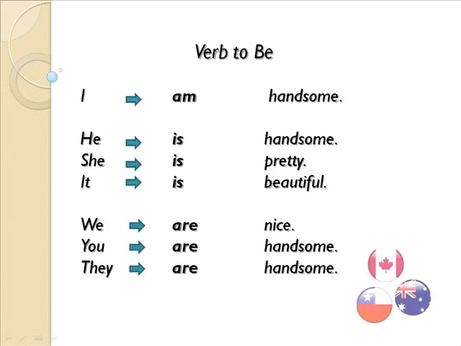Here we have some examples. I am handsome. He is handsome. She is pretty. It is beautiful. We are nice. You are handsome. They are handsome.